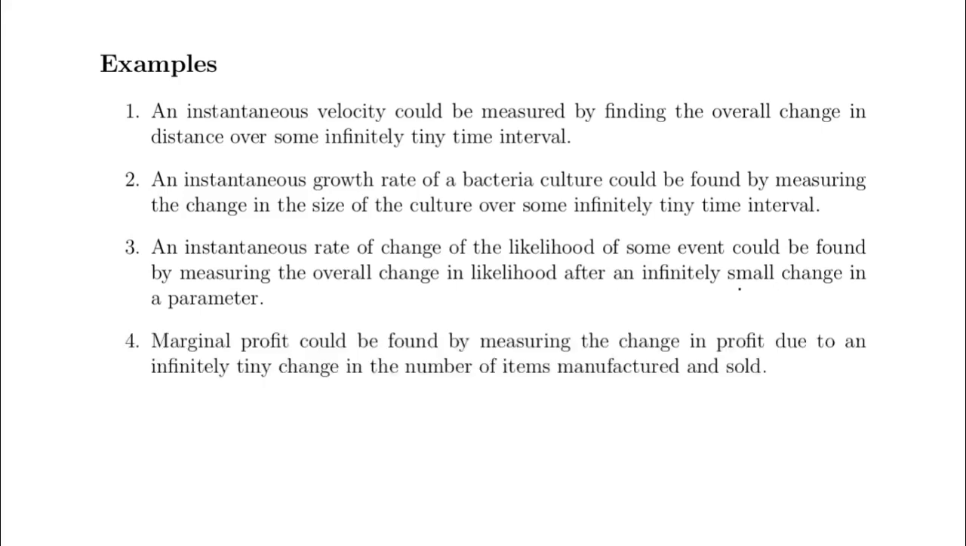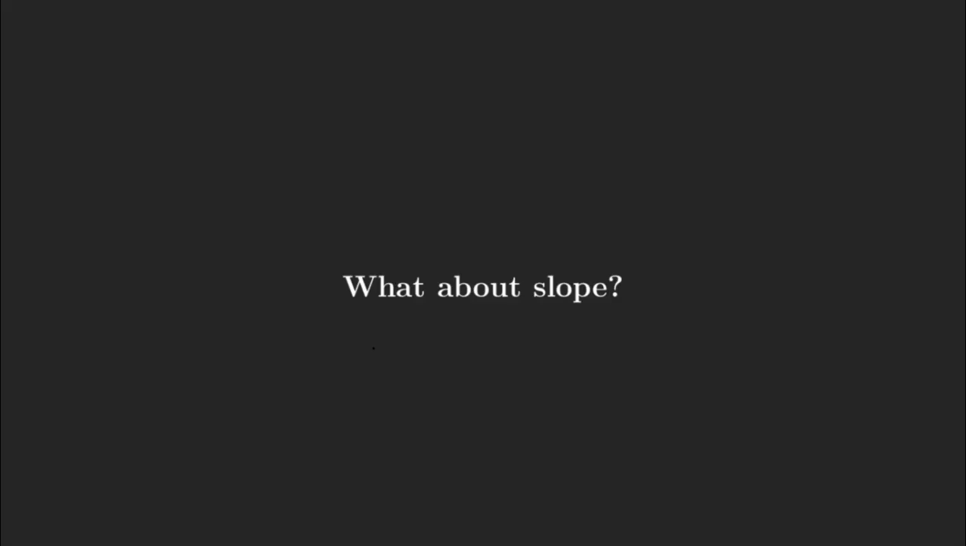likelihood, which is weird. Marginal profit could be found by measuring the change in profit due to an infinitely tiny change in the number of items manufactured and sold. This one's really strange because if we're thinking about the number of items here, it's not like you can have portions of a number of items, right? We say this is like a discrete quantity, like you have 1 item or 2 items or 3 items. So this infinitely tiny change kind of loses its relevance in this context, but we can still use it to estimate a marginal profit. Okay, so how does this connect to slope?